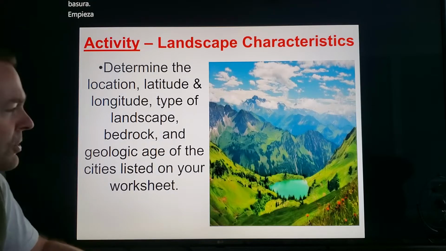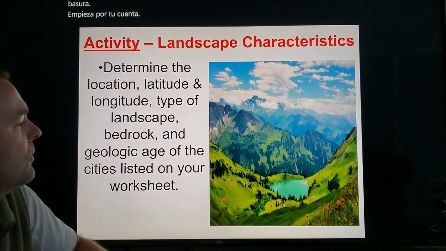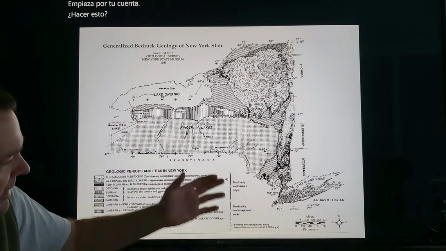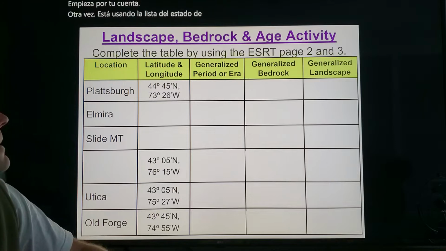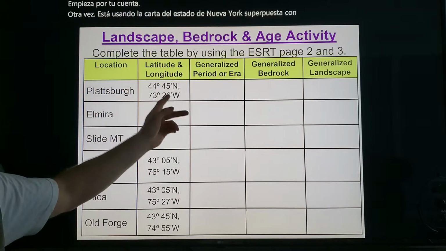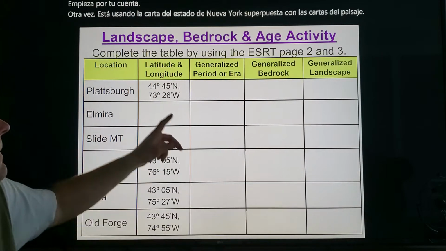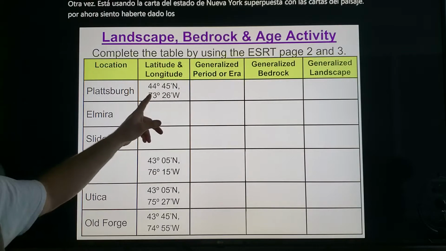I'm only going to do one or two of these, and then, of course, you polish it up. Again, it's using the New York State chart overlaid with the landscape chart. We'll start with Plattsburgh. Now, I gave you the coordinates this time, 44, 45, 73, 26.